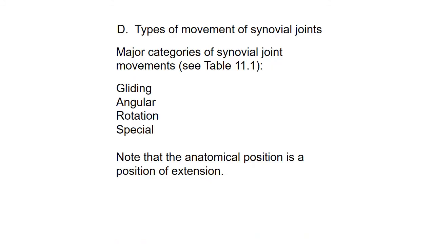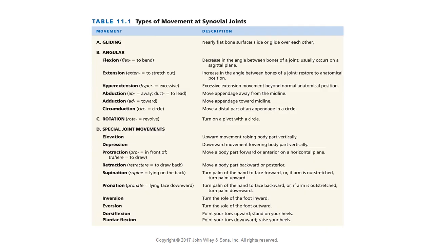Next slide. So, the major categories of synovial joint movements are gliding, angular, rotation, and special. And we're going to look at those. Next slide. So gliding, you have the flat surfaces, the planar surfaces, planar joints. Angular, you have flexion, extension, hyperextension, abduction, adduction, circumduction. Then you can rotate. And then you have special joint movements: elevation, depression, protraction, retraction, supination, pronation, inversion, eversion, dorsiflexion, and plantar flexion. And we're going to go through what each of those is.